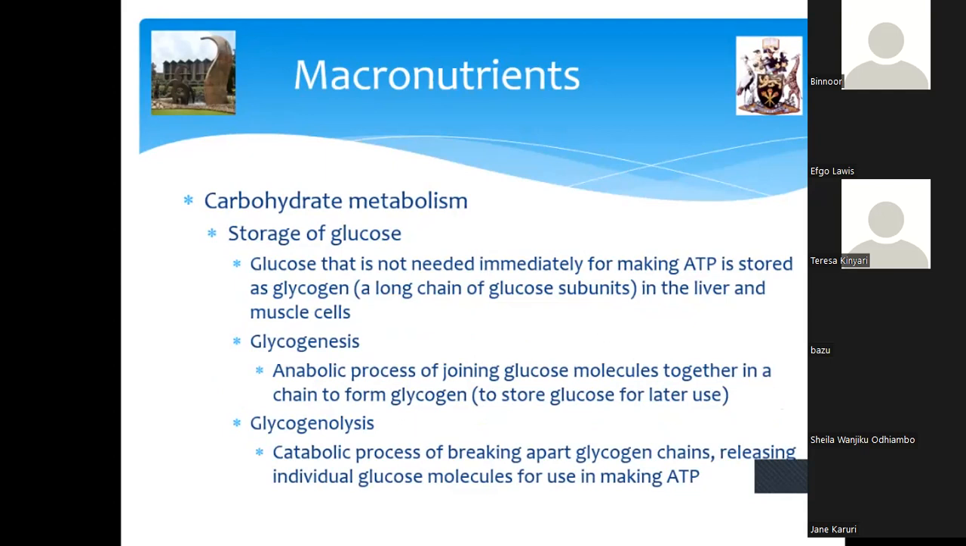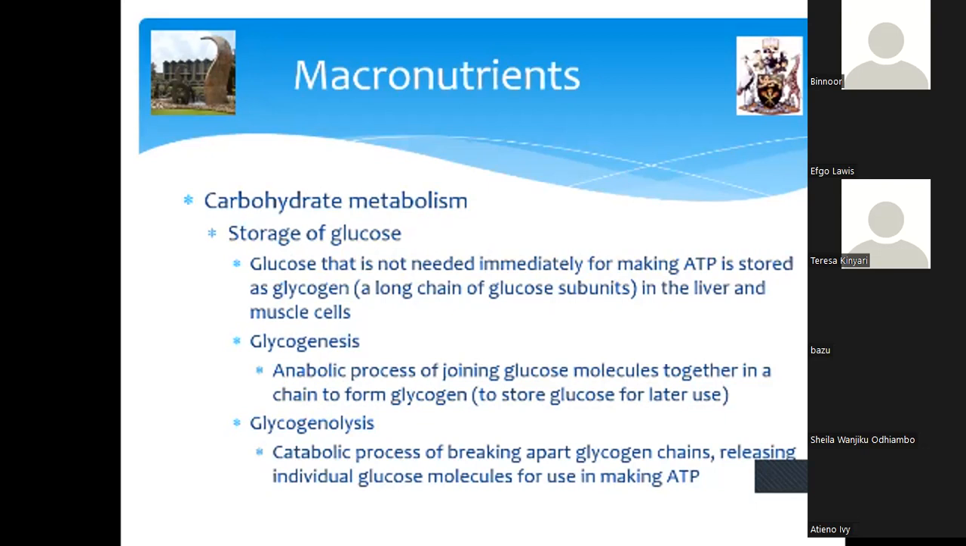So when glucose is not needed immediately for making ATP, it is normally stored as glycogen, which is a long chain of glucose subunits, both in the liver and in the muscle cells. This is the process of glycogenesis. And remember, we said insulin is an important hormone in ensuring we have glycogenesis. So it's an anaerobic process of joining glucose molecules together in a chain to form glycogen, to be able to store glucose, to be able to provide glucose for later use.